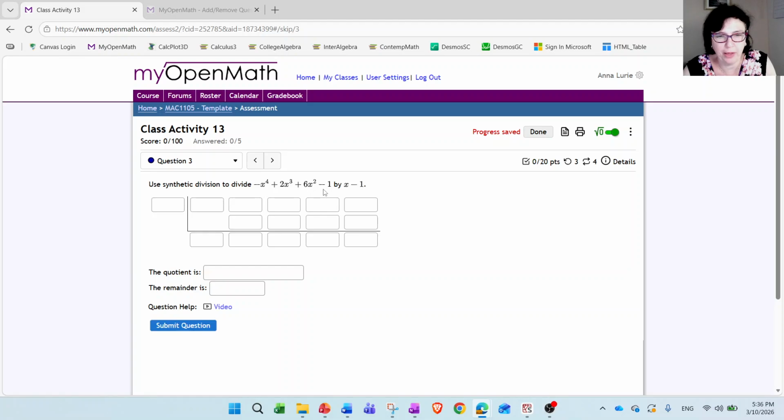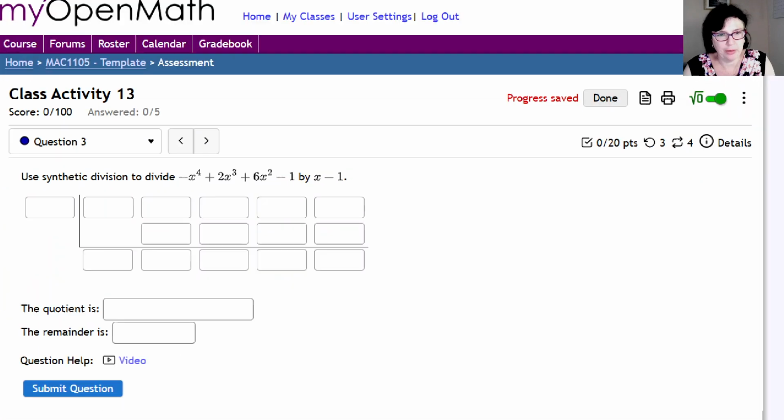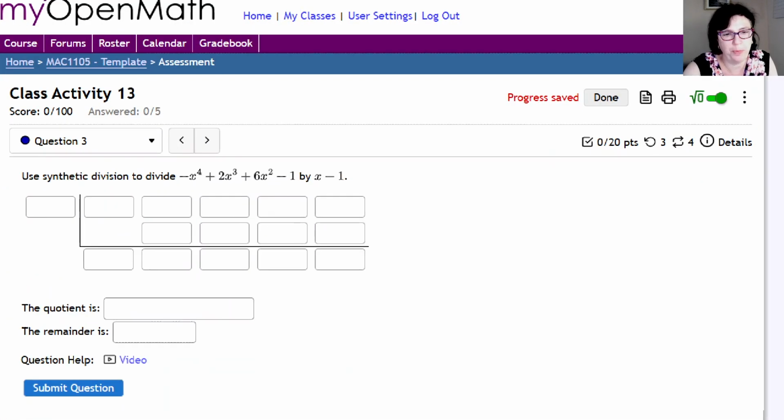You got to be super careful here because the tendency would be to just not think and say, okay, well, I'm just dropping the variables, so I'm going to get -1, 2, 6, -1, right? And then go from there. But that's not right. Because remember, whenever you have the x to the fourth, that's your leading term. You should have 5 entries that you fill out. 1, 2, 3, 4, 5.